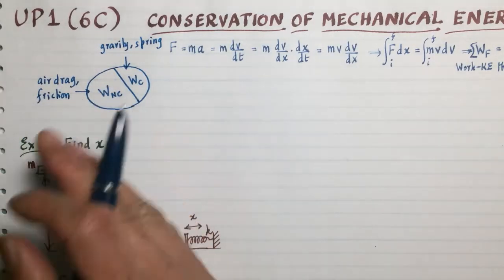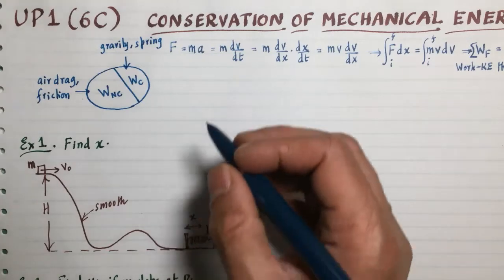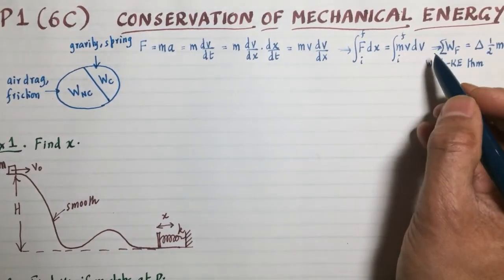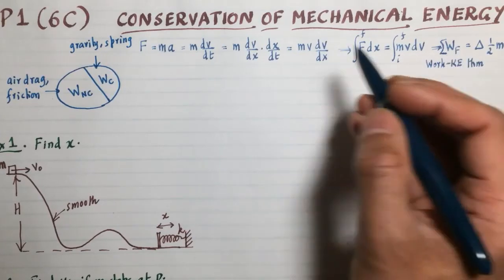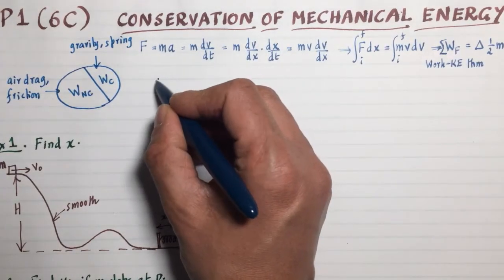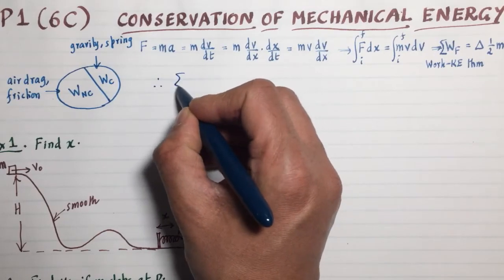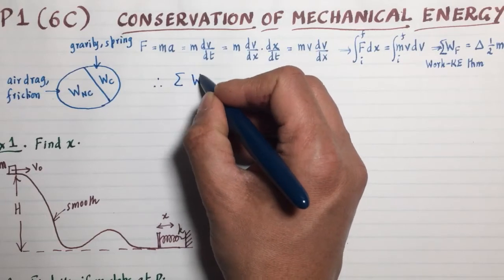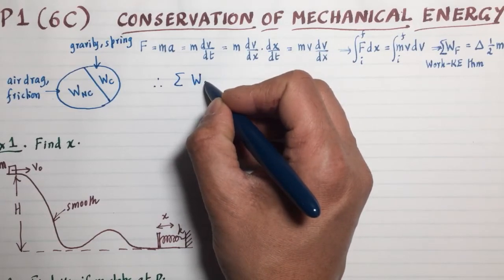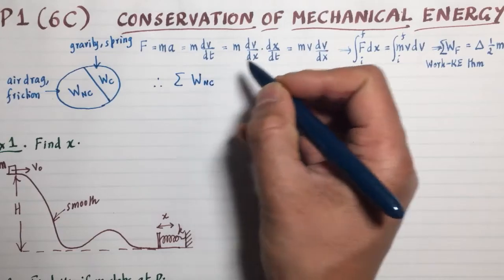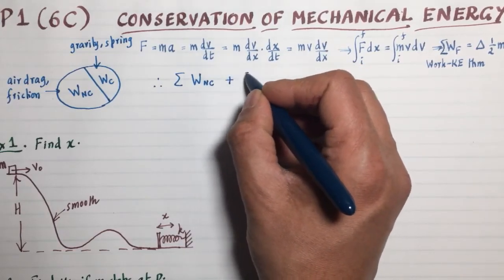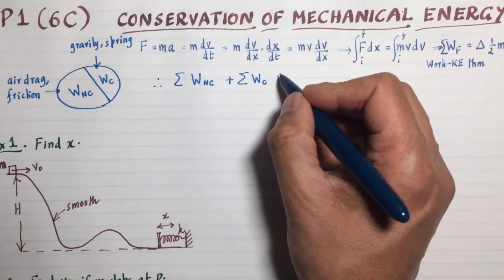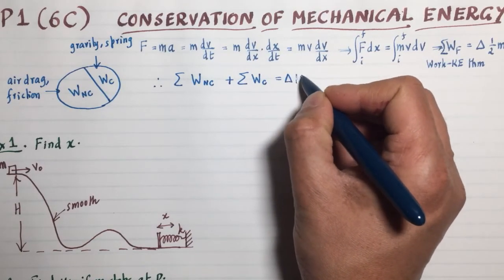So you can break up the world into two parts. The advantage with doing this is that the left-hand side of the work energy theorem, which is the sum of all the work done by all the forces, can be broken up further into two parts. Therefore, the left-hand side of the work energy theorem is the sum over all the works done by all the non-conservative forces, which I'll call Wnc, plus the sum of all the works done by the conservative forces, and that is equal to the change in the kinetic energy.